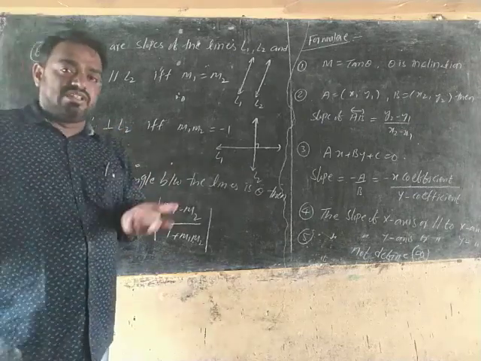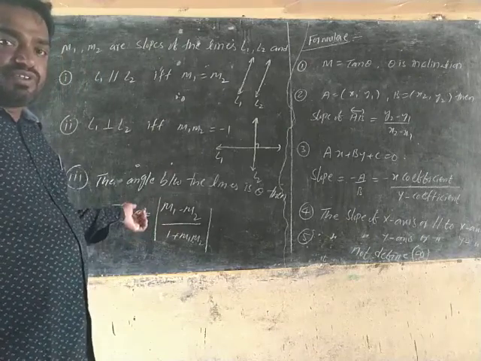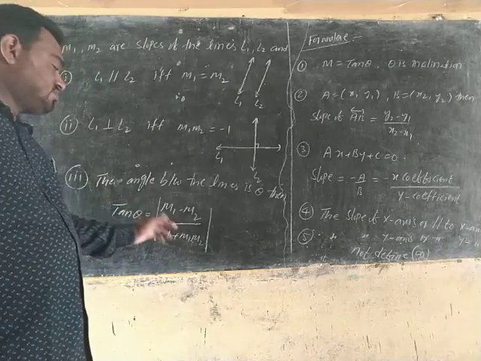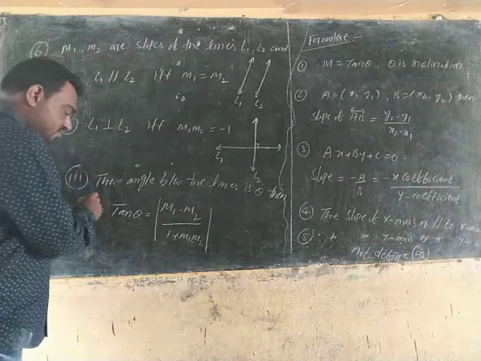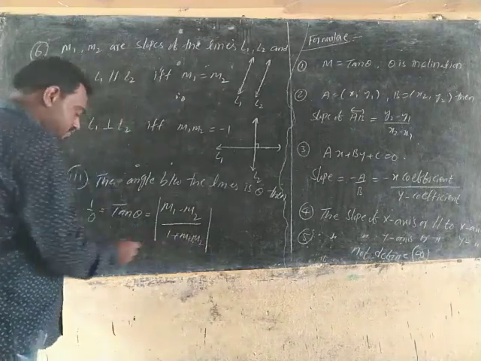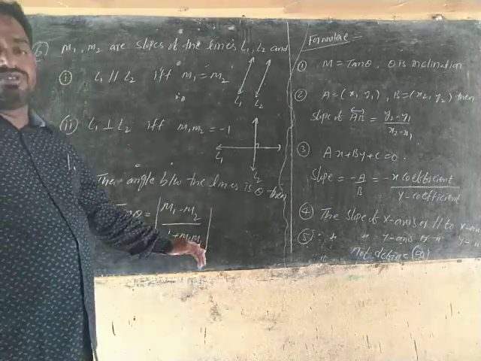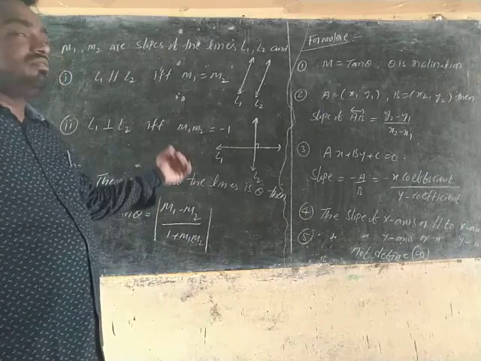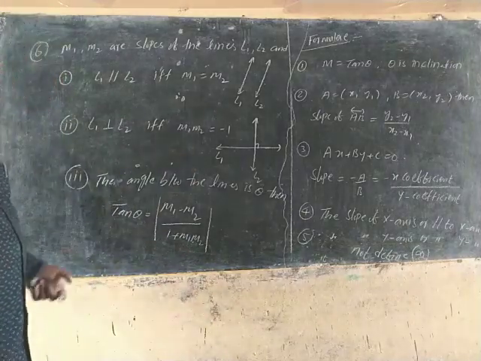Next, these two are perpendicular. Perpendicular means the angle between them is 90 degrees. Tan 90 value is infinite, which is nothing but 1 by 0. You do cross multiplication. 1 into 1 plus m1 m2 is equal to 0 into something, which is 0. So 1 plus m1 m2 equals 0. m1 m2 is equal to what? -1. So like this we are getting these formulas.